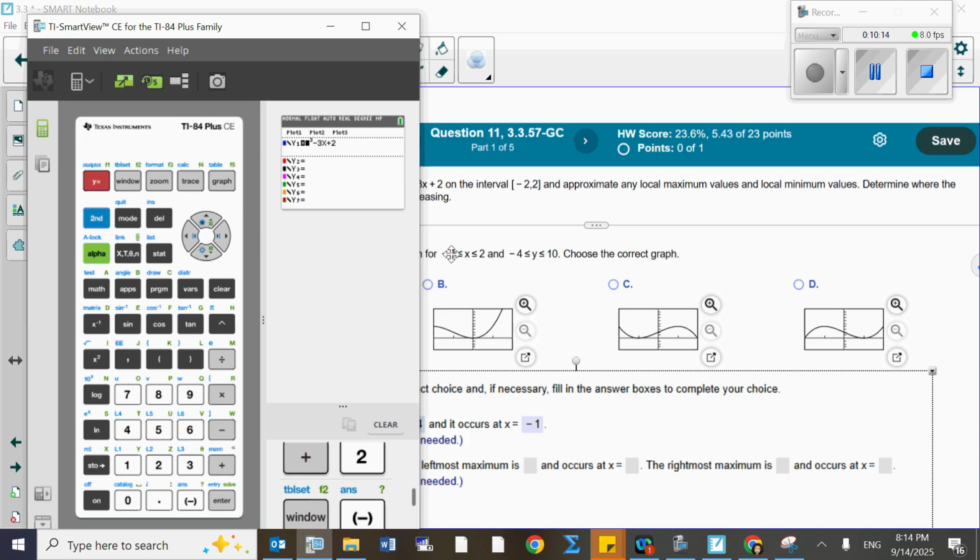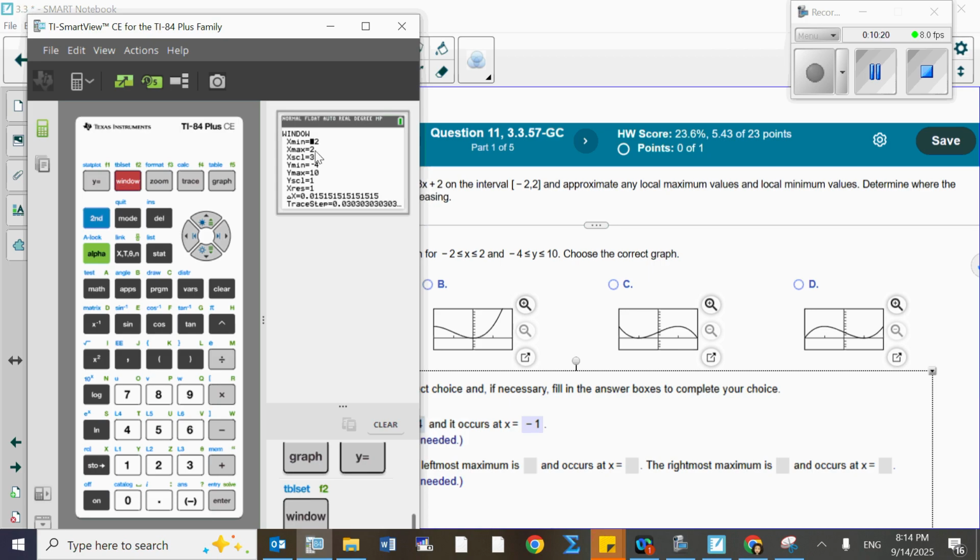X between -2 and 2, y between -4 and 10. So I go to window, x min is -2, x max is 2, y min is -4, y max is 10. So I define my window. Now I can graph the function, and this is how it looks. I see that this is the right graph. Now we're going to answer some questions about the function.